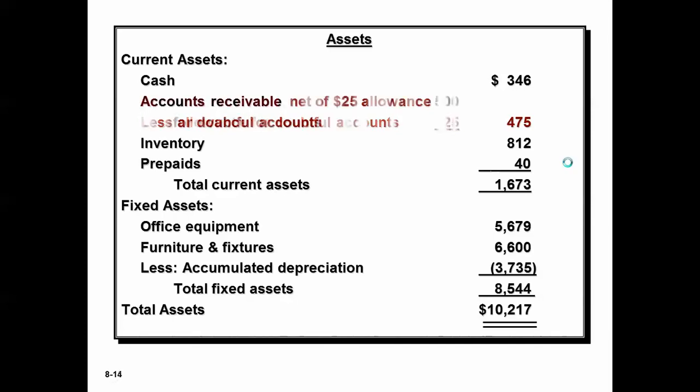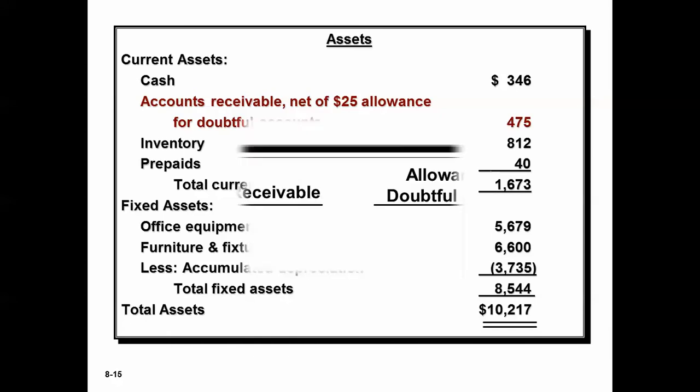We expect to collect 475. Sometimes on balance sheets you see it this way: accounts receivable net of a 25 allowance for doubtful accounts. Well, that tells you that it's 475. Net 25 means 25 has been subtracted from 500 to give us 475. So that's how we show it on the balance sheet. We show it as accounts receivable, current asset, less the allowance for doubtful accounts. So that's a new account called the allowance for doubtful accounts. It's a balance sheet account. We also have another new account which is called bad debts expense, and that's an expense account.